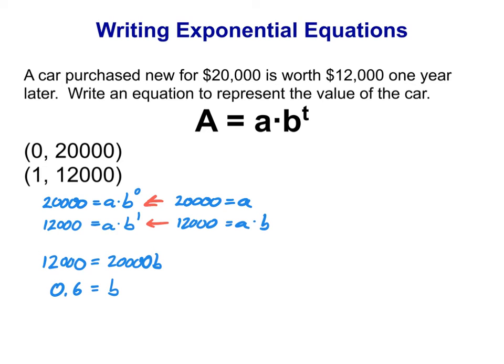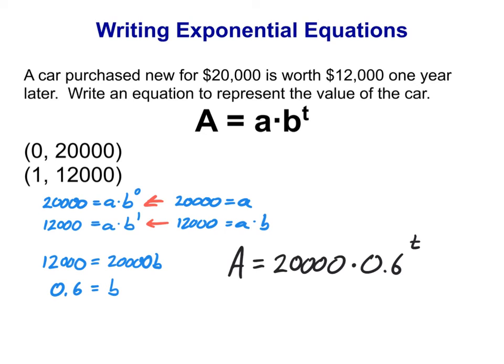So we needed to figure out a, and we needed to figure out b. We did it. That's all we actually have to find in order to be able to now write our equation of a equals the a value, which is 20,000, times my b value, which is 0.6 to the power of t. And we're done. That is our equation.